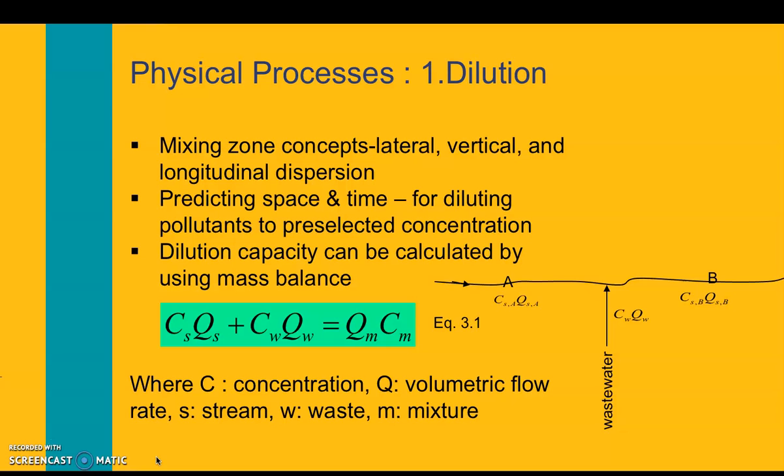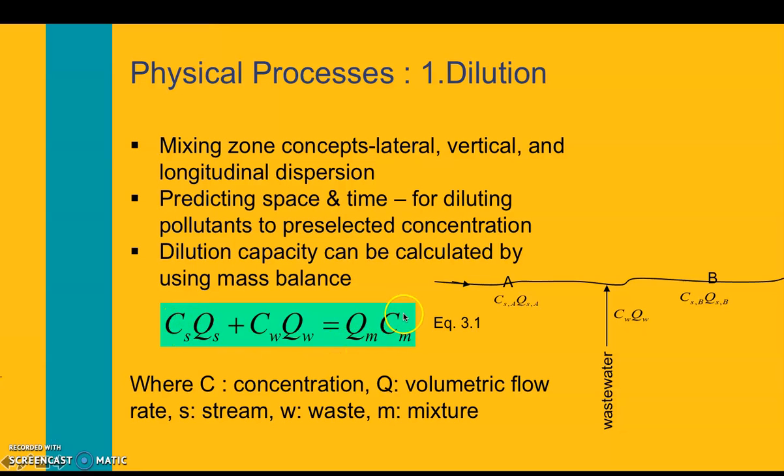Dilution is considered one of the most economical solutions to water pollution. It is a powerful self-cleaning mechanism for surface water. Dilution uses the mixing zone concept. For example, the pollutants from the discharged water can be diluted when discharged into a large body of surface water. To know the capacity of the dilution, for example, the concentration of the pollutant after mixing with the discharged water, we can use the mass balance concept as stated in equation 3.1 in your book.